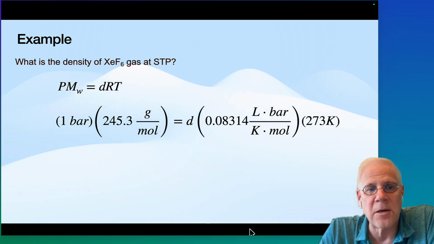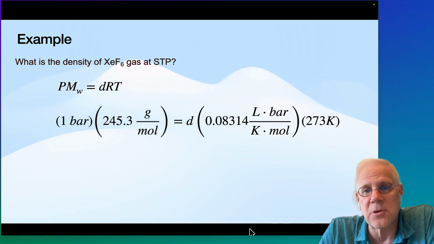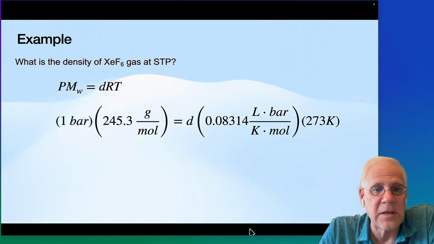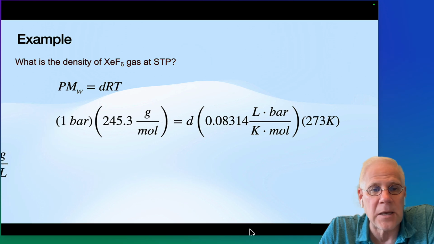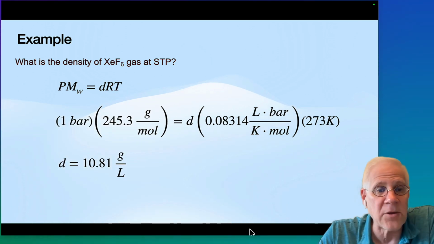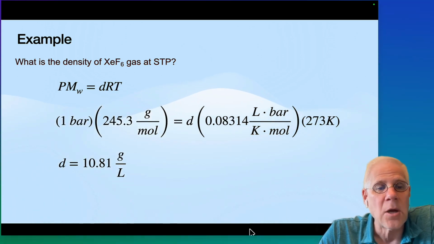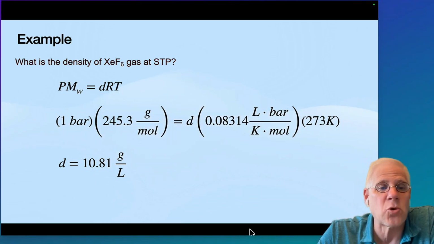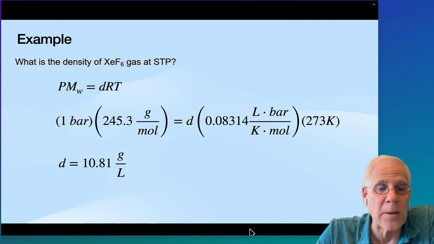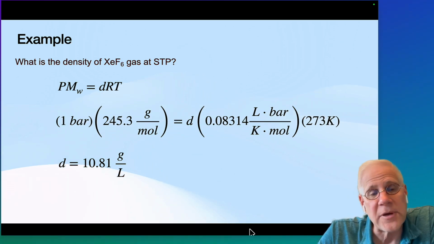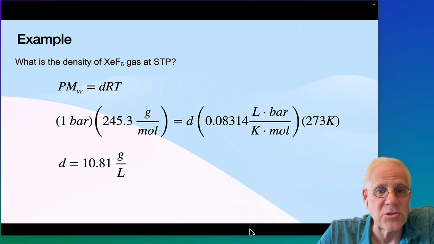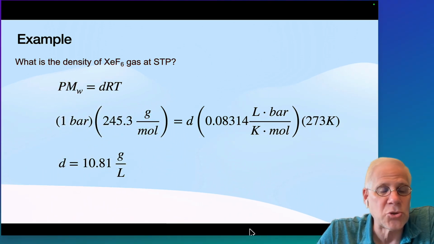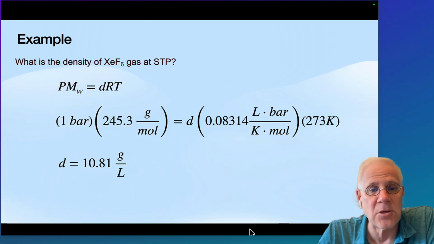Well, we can see that what we're going to end up with for units is our bars are going to cancel, our Kelvins are going to cancel, and our moles are going to cancel. And we're going to be left with two units, grams and liters. And what we end up with as a value is 10.81 grams per liter. Now, when we're looking at normal materials, solids and liquids, normally we express our density in terms of grams per milliliter. And you can do that for a gas as well. However, that does tend to lead to very small values with negative exponents. And so it's more traditional to express densities of gases in grams per liter.